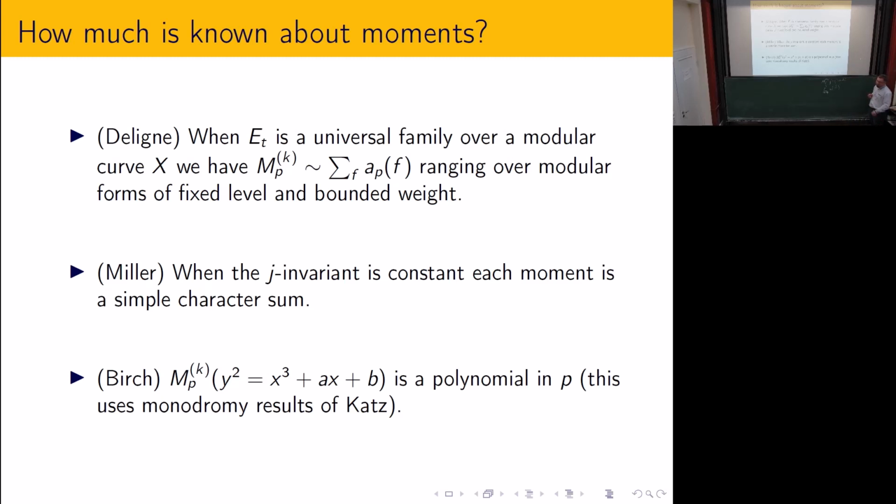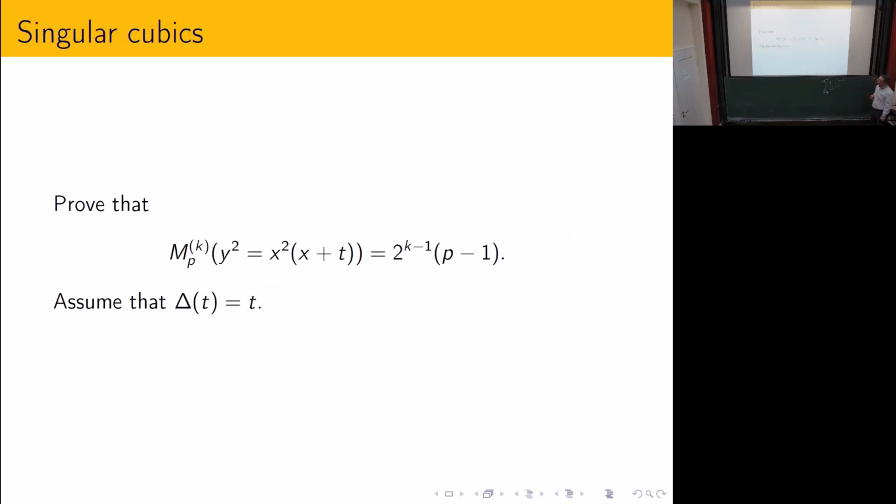We do know that they're not always polynomials, so we don't expect them to be polynomials. I'm going to show you now a series of results where they are polynomials, where they are not polynomials, and they can be anything in between essentially.